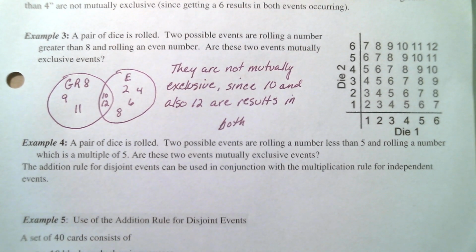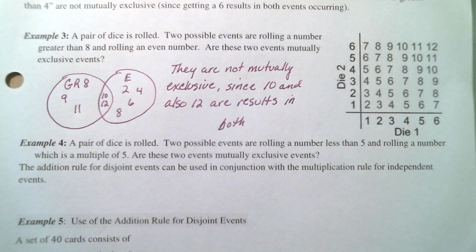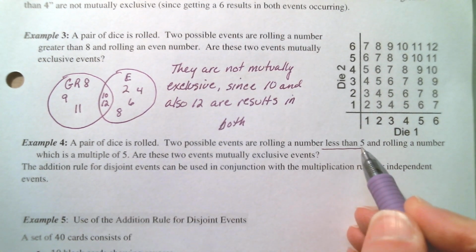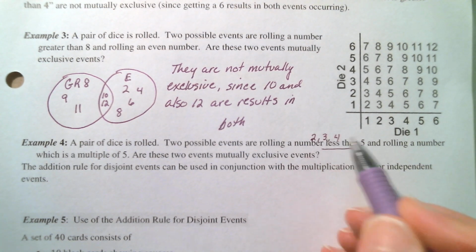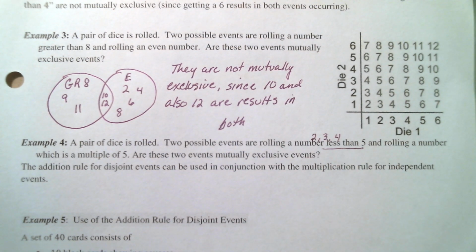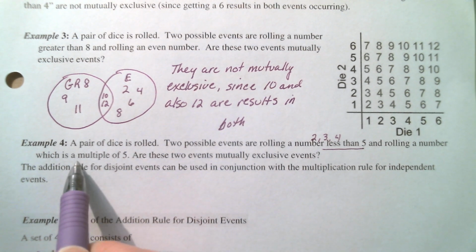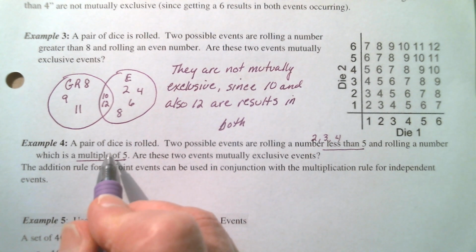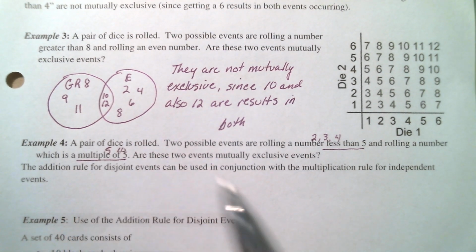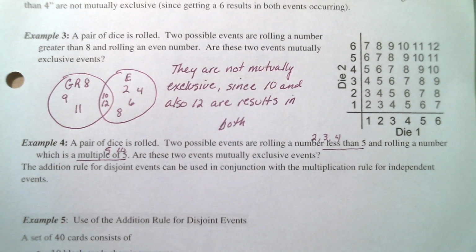Example 4. A pair of dice is rolled. The possible events are rolling a number less than 5. That would be a 2, 3, or 4. And rolling a number which is a multiple of 5. Multiple of 5 would be 5 or 10. Are these two events mutually exclusive? Yes, they are. They have nothing in common.